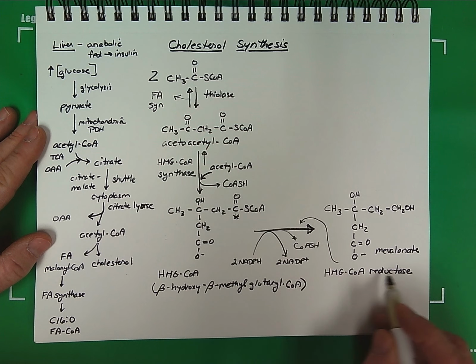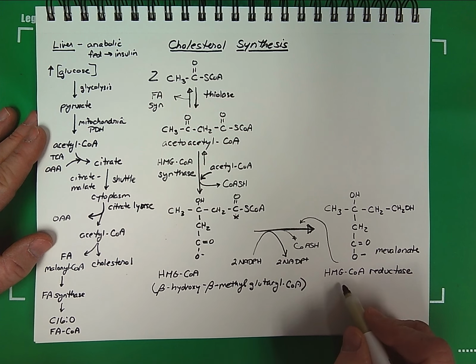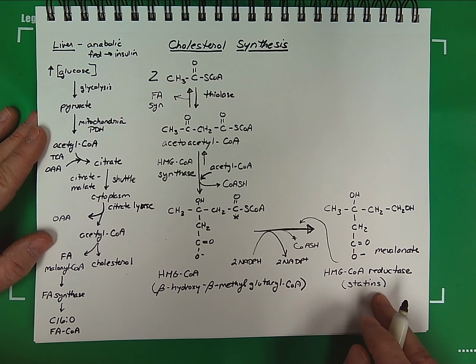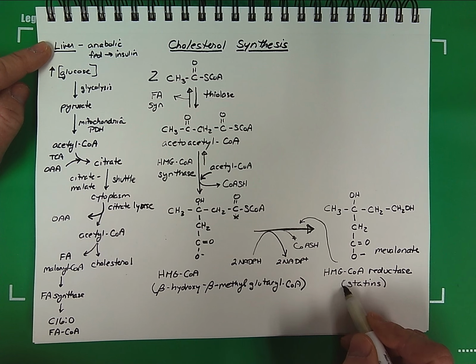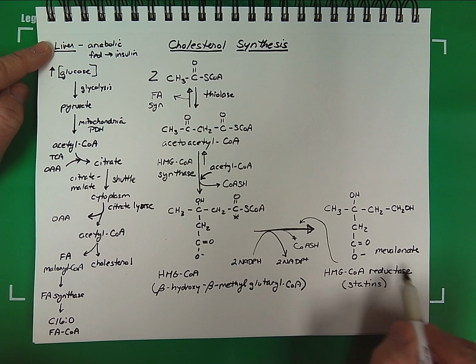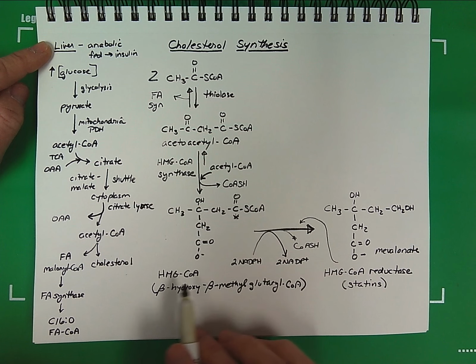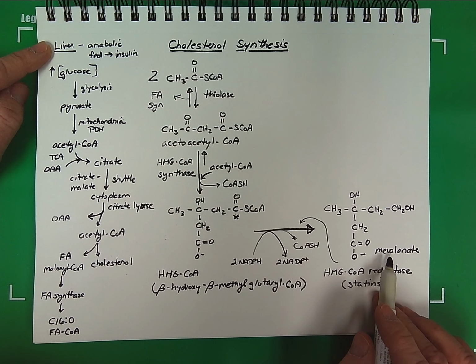So what is a good strategy of inhibiting this enzyme? These are the statins. So these statins are used in individuals with high cholesterol levels in order to reduce their endogenous cholesterol synthesis in their liver. So the statins, taken once a day, inhibit this enzyme and inhibit the conversion of HMG-CoA into mevalonate.